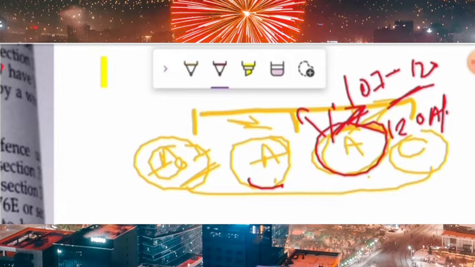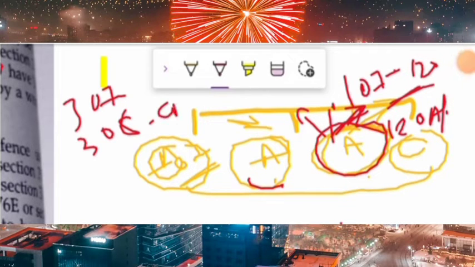Okay, and attempt. Attempts are like section 307, which deals with attempt to murder. Section 308 deals with attempt to commit culpable homicide. One is murder, another is culpable homicide. Section 309 deals with attempt to commit suicide. These are the attempt sections.